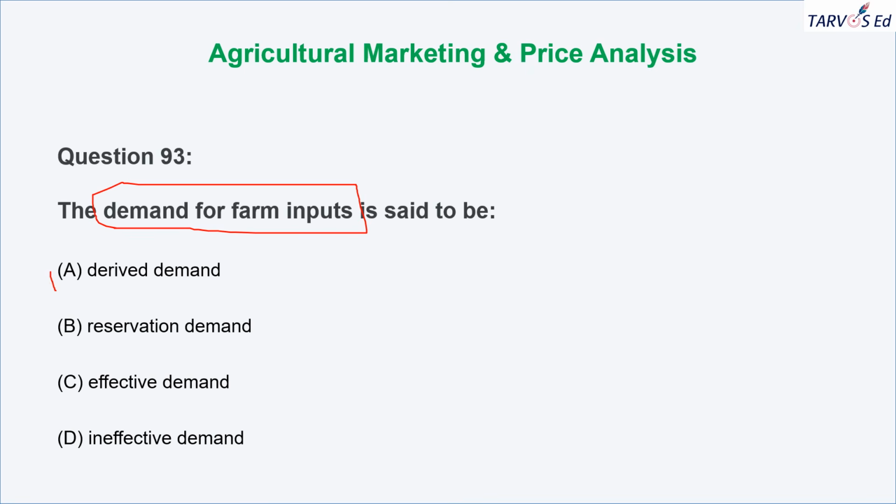The correct option is derived demand. We are deriving the demand. The demand for these farm inputs is derived demand, because we do not exactly or directly consume that particular input. We cannot consume fertilizer directly. We are demanding fertilizer just to fulfill the demand of a particular farm product. If paddy demand is more, then fertilizer demand will automatically increase. So this is the concept.